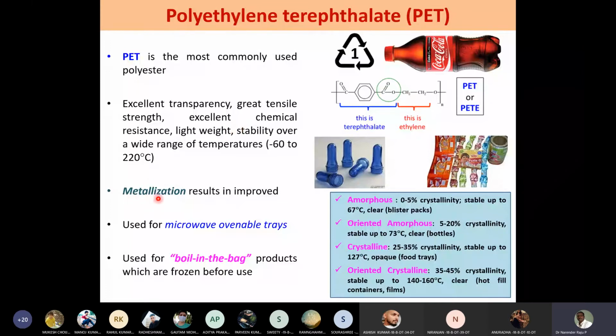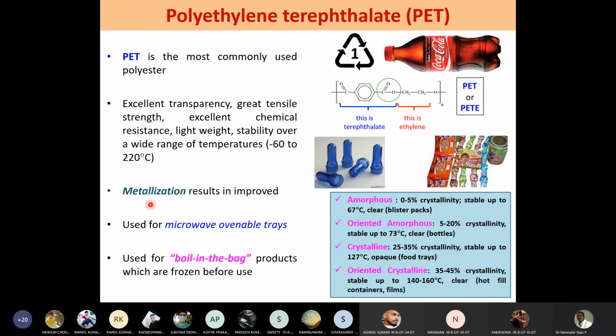Now, another aspect which is common with most plastics which are transparent in nature is that when metallization is performed, aluminium vapors are deposited on the plastic film, and it greatly improves the optical properties or the light barrier properties, as well as it reduces the WVTR, water vapor transmission rate, and also the oxygen transmission rate, ending up with much better properties for food applications.